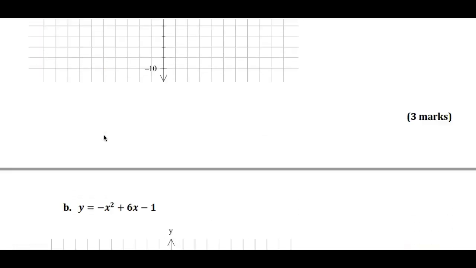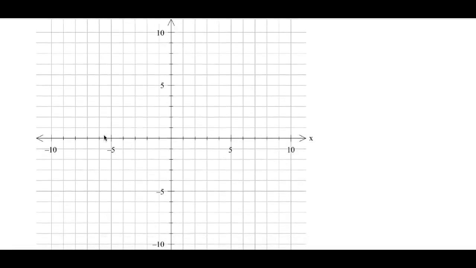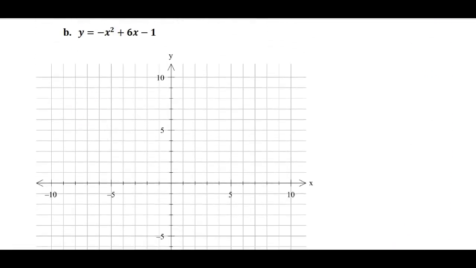Okay, let's move on to the next one. So I'm just going to see what we've got. Okay, so this is the last one to do. All right, so this one here is a negative parabola. Remember what I was saying, when you join the dots, it should look something like this. If it doesn't, then you know you've made a mistake somewhere along the line.